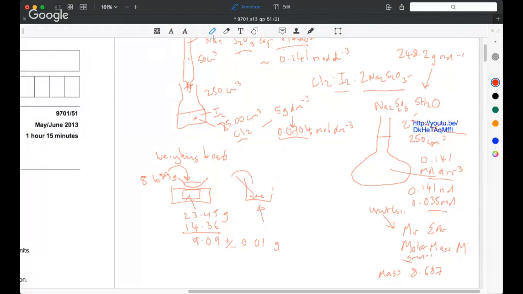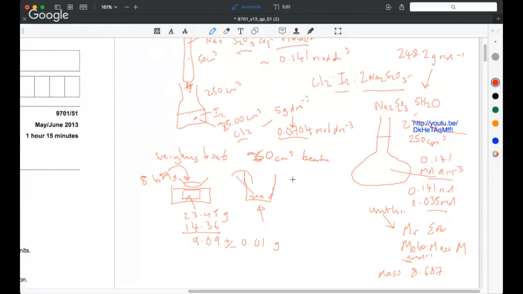So we've got now a 250 centimeter cubed beaker, and we've got an accurate mass of sodium thiosulfate. All right.